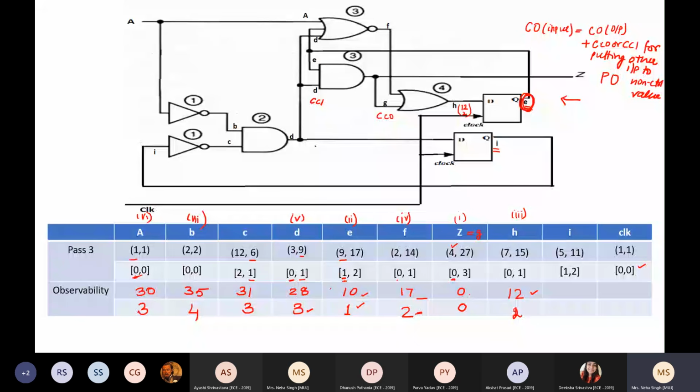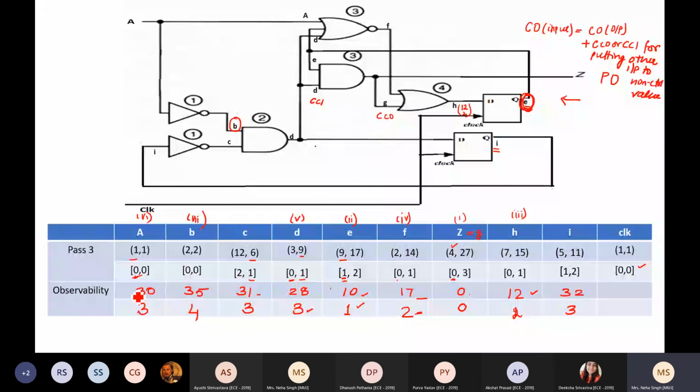So if such a case is there due to fan out, two different values, we will always take the minimum of the two. So 36 or 30 में से 30 is the minimum. So the combinational observability is 30 and sequential observability again is considered to be 3 because this is minimum of 3 and 4. So the observability at A will be finalized as 30 and 3. This not considered. For the clock, the formula is given over here.